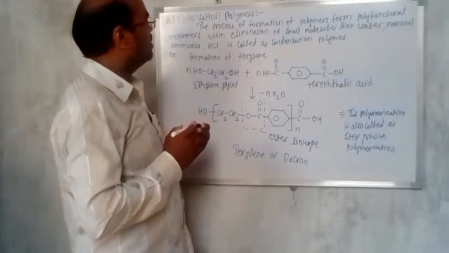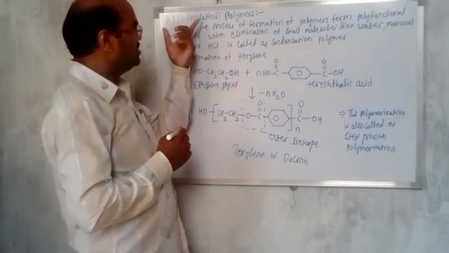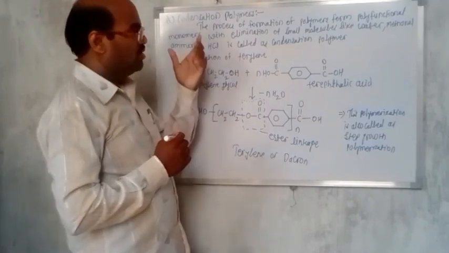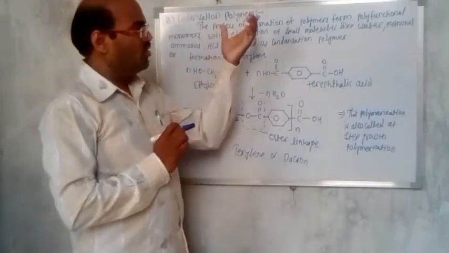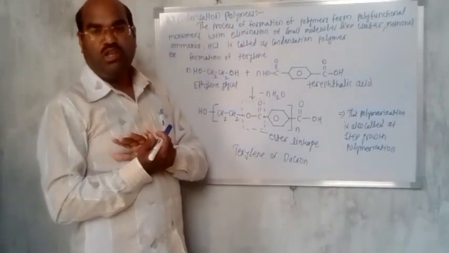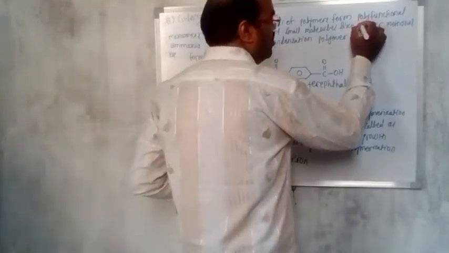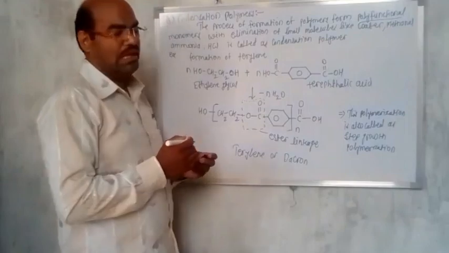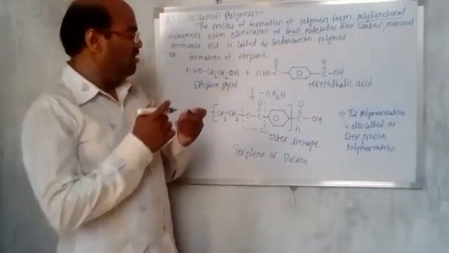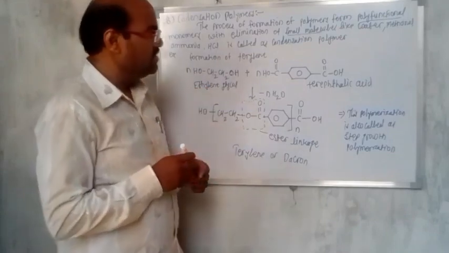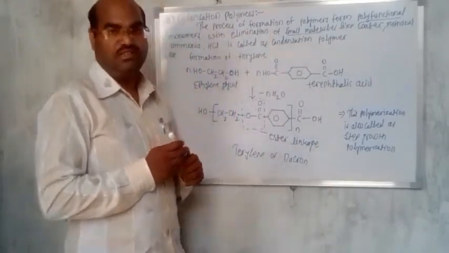Then the second type, condensation polymerization. First we discussed addition polymerization, second is condensation. The process of formation of a polymer from polyfunctional monomers with the loss or elimination of a small molecule like water, methanol, ammonia, HCl. This process is called the condensation polymerization process.